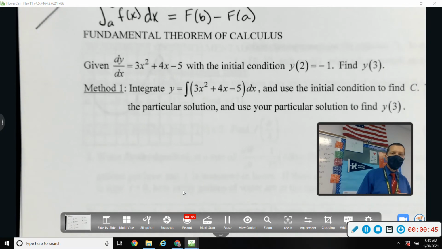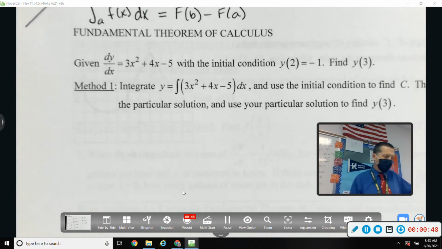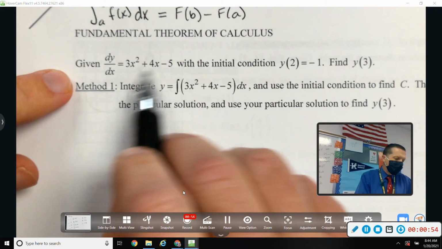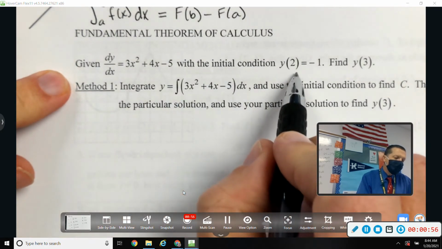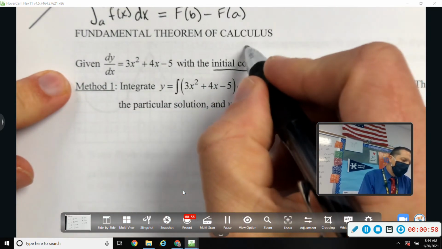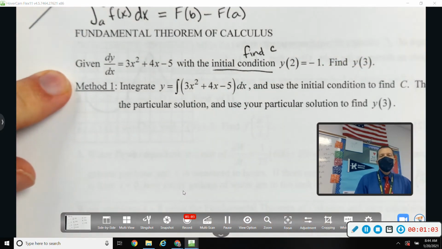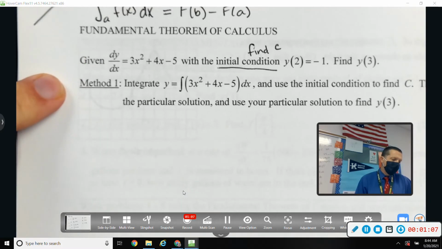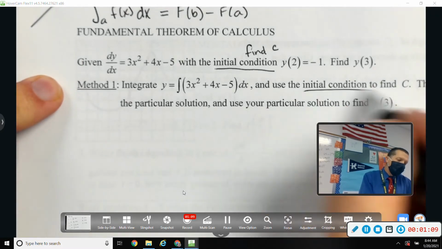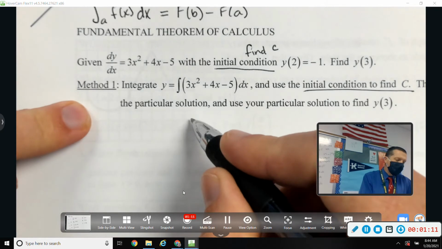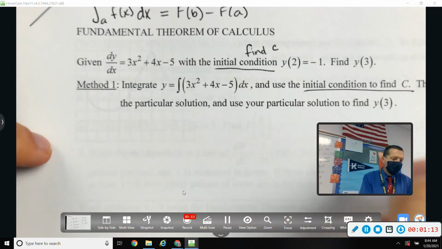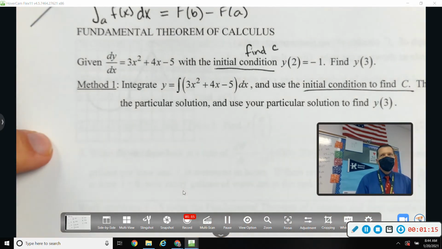All right, the first two problems are the same problem. We're just going to go about it two different ways. Given that dy/dx is equal to this with the initial condition, remember we use that to find c, find y of 3. All right, method 1: integrate, use the initial condition to find c, write the particular solution, that means using c, and then use that to find y of 3.